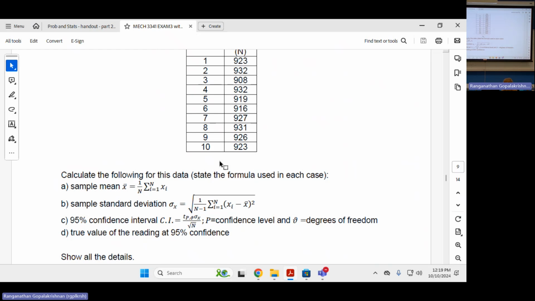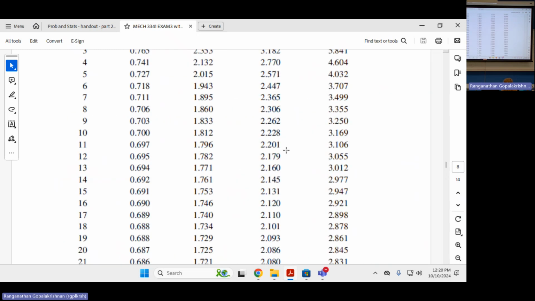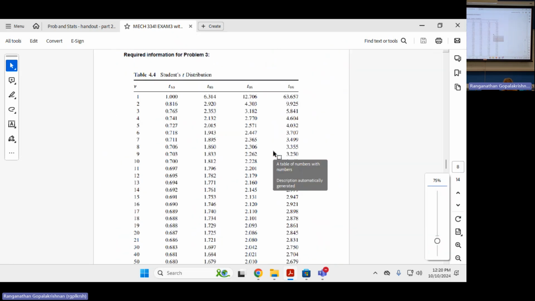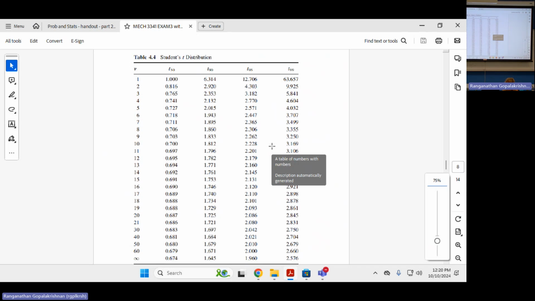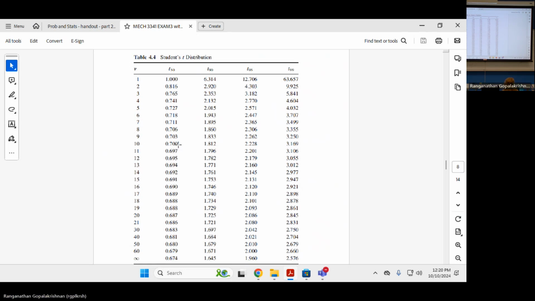So if I am going to provide you this handout, I want you to read out what is the t statistic for 10 measurements. For 10 measurements, the degrees of freedom is n minus 1, which is 9, and our confidence level is 95%. So you need to look for nu equal to 9 and t 95, which would be 2.262.